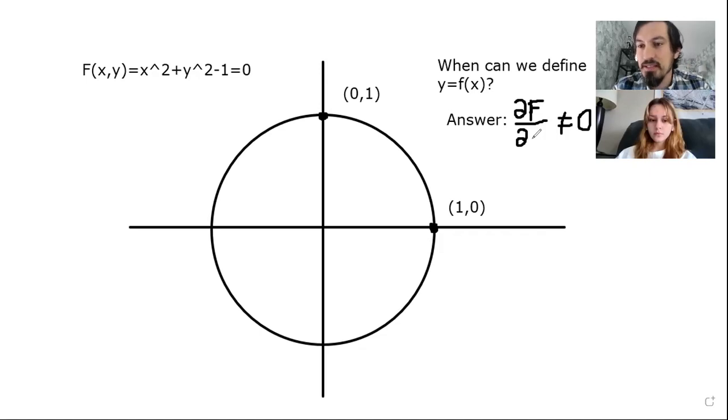Does anyone have a guess? Any thoughts? Here's the question. When can we define y equals f of x? Answer, when the partial derivative of f with respect to blank is not equal to 0. Tell me what belongs in the blank. There's only two choices, x or y, so you have a 50-50 shot of getting it right.